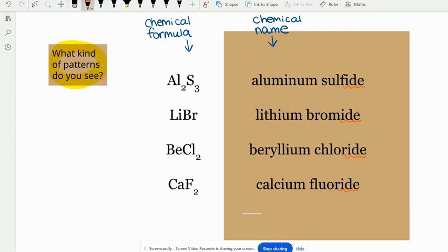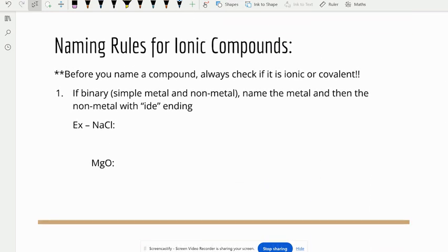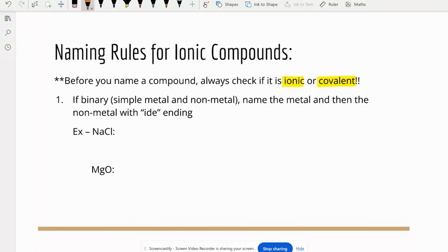So let's write that into rules. Alright, I want you to write this down on your paper. Before you name a compound, this is important. You always need to check and ask, is this ionic or is this covalent? And how do you tell ionic versus covalent again? Remember, ionic is always between a metal and a non-metal. So check your periodic table and check, where are my two elements?